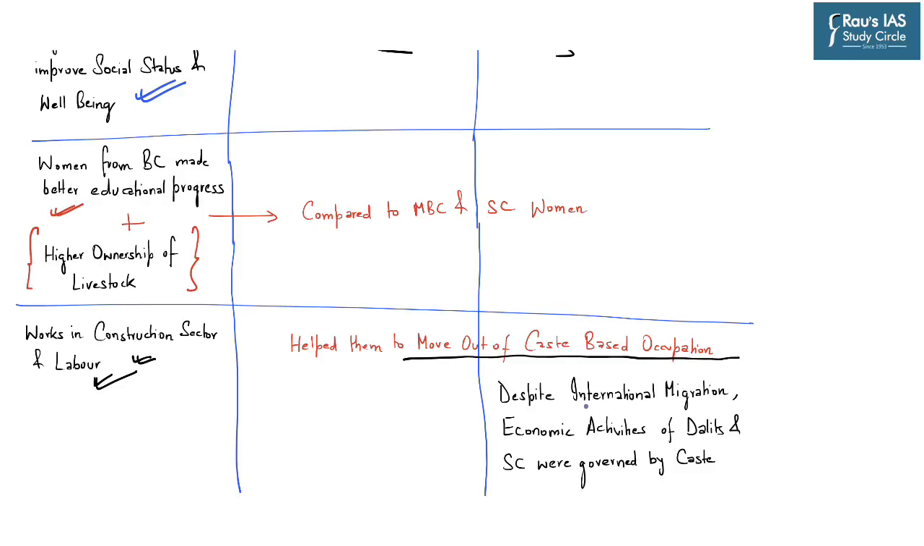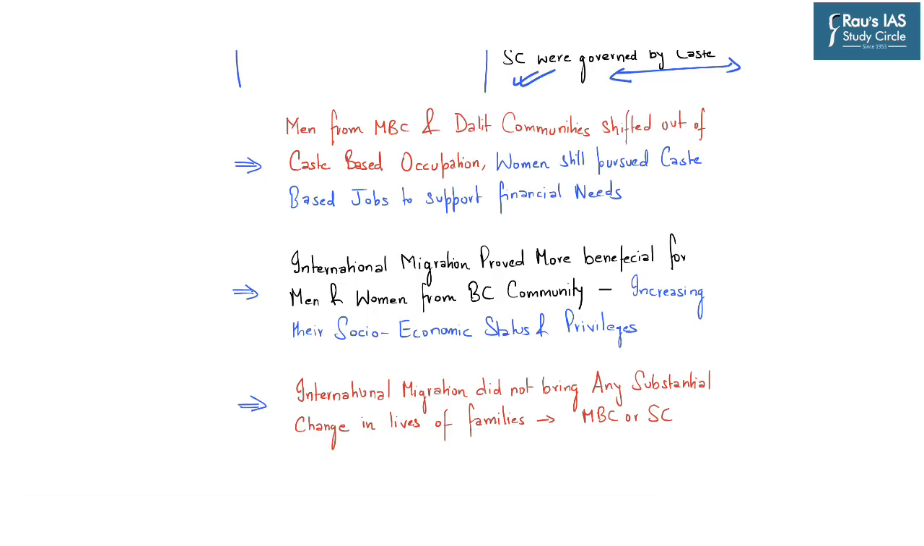However, despite this fact of international migration for such men belonging to MBC and ST community, economic activities of Dalit and scheduled caste were still governed by caste-based occupations in India. So, the overall finding in this article highlights that men from MBC and Dalit communities shifted out of caste-based occupation, whereas women still pursued caste-based jobs to support their financial needs. So, for the MBC and the Dalit community, namely the Mupanayar and the Parayars, both men and women worked to meet their household expenses.